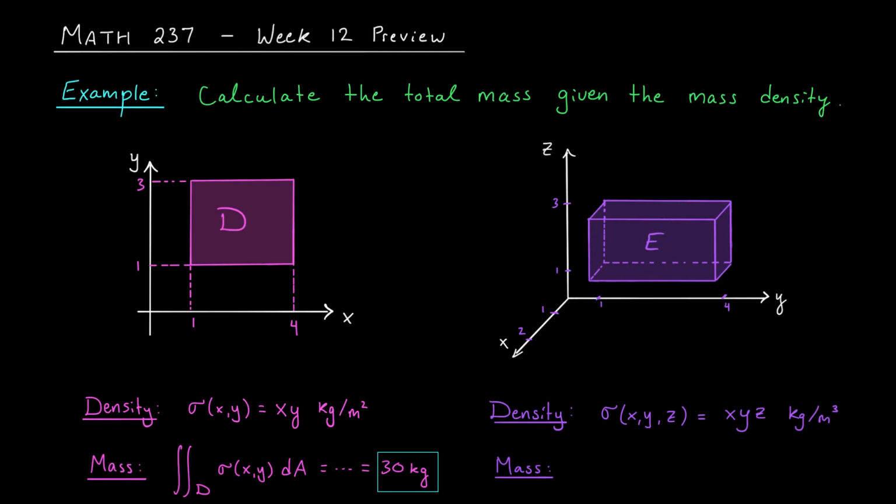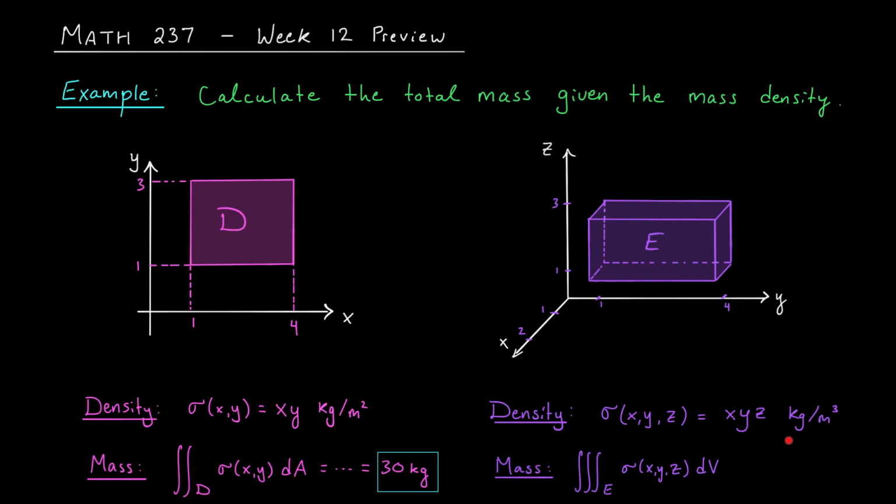As you'll soon see, our methods for defining and evaluating triple integrals are very similar to our methods from double integrals. And it turns out that the connection between mass density and total mass holds in this setting as well. So the total mass of our solid is going to be the triple integral throughout E of our density function sigma x y z.